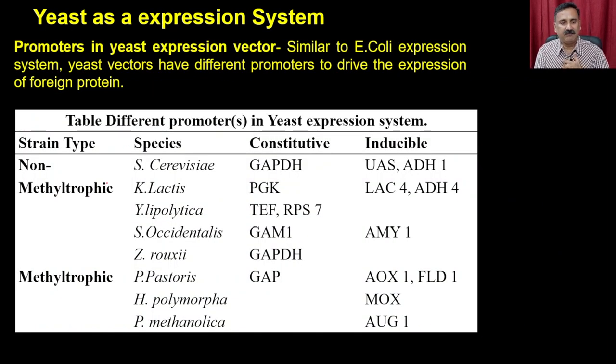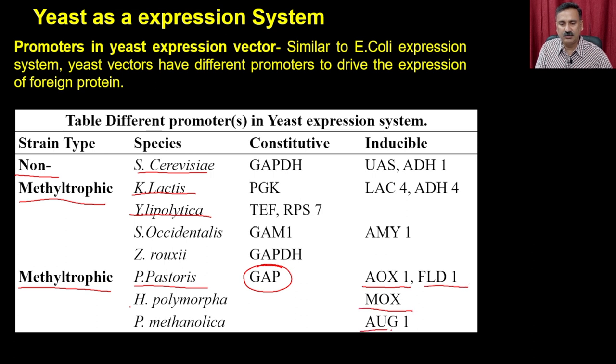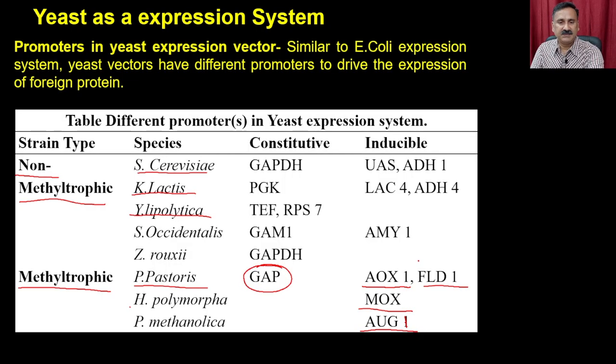So these are the tables where I have given you the species and whether they use constitutive or inducible promoters. In the non-methylotrophic strains, you have S. cerevisiae, K. lactis, Y. lipolytica, and so on. They use an array of constitutive promoters as well as inducible promoters. For the methylotrophic strains, you have Pichia pastoris and Pichia methanolica, which use the GAP promoter, or inducible promoters. You can use AOX1, FLD1, MOX, and AUG2, AUG1. These are some of the promoters you can easily use in the different strains. So depending on the combinations, you can devise any strategy to produce a protein in the yeast expression system.